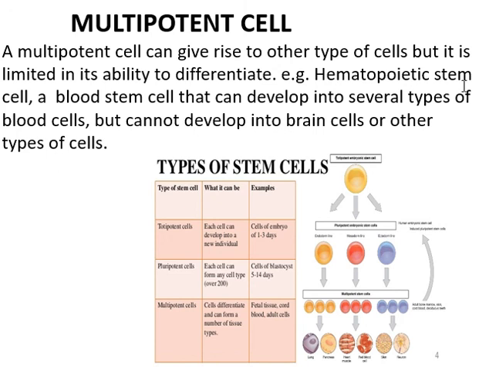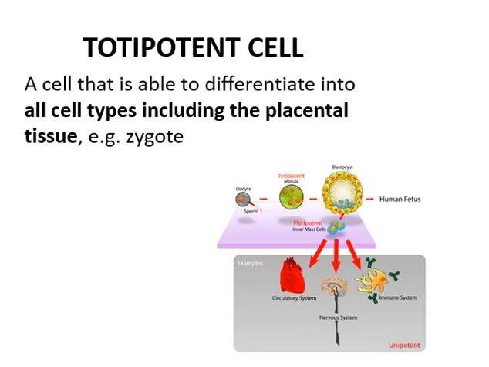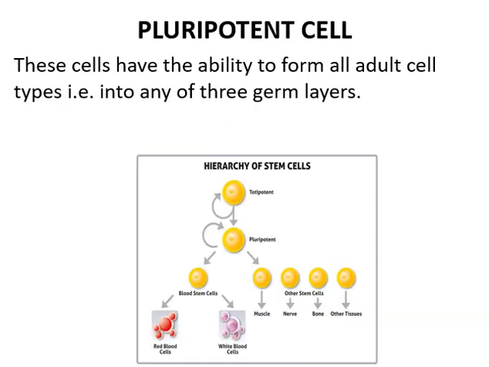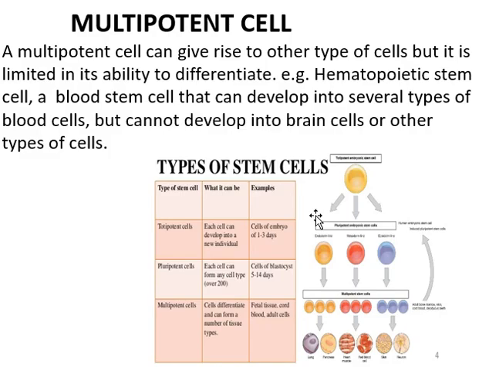So totipotent, we can have all types of cells, for example the zygote. Pluripotent, we have the ability to form the adult types of cells, that is all three germ layers. Multipotent is more specialized, with cell types limited in their ability to differentiate. For example, hematopoietic stem cells will produce all types of blood cells.